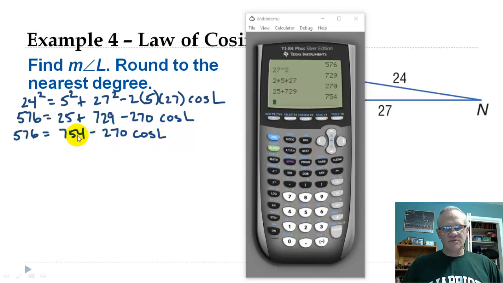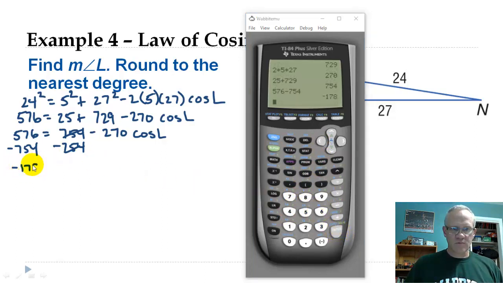Okay, again, notice you're going to be tempted to subtract this, but don't do it because the 270 is being multiplied times the cosine of L. So leave it like that. Don't combine those. What can I do next? Well, we're going to try to get this L by itself. And so, again, this is just basic algebra, just in a little bit more complicated form. But this would be the same thing as, instead of negative 270 cosine L, let's say it would be 5x. And this would be like 10. So it'd be like saying 10 minus 5x. What would you do? Get rid of this number first. So minus 754. So I'm going to have now 576 minus 754, negative 178 equals a negative 270 cosine L.